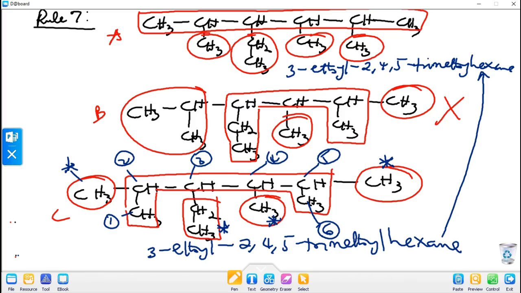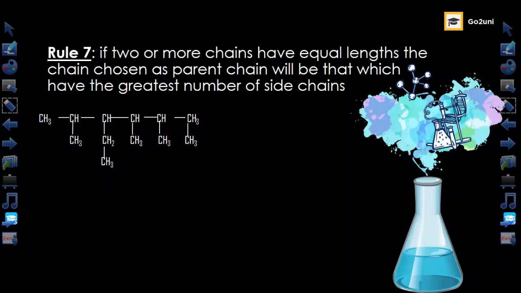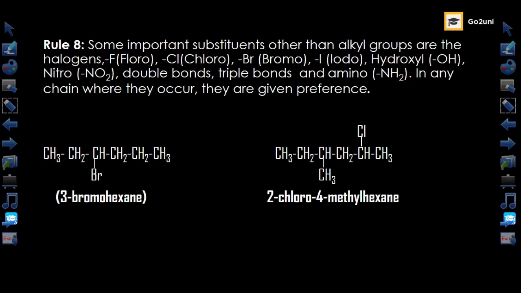So let's take a look at rule 8. We're going to rule 8 next. Now for rule 8, the rule says that some important substituents, that is to say side chains or functional groups, other than alkyl groups are halogens, which are fluorine, that is represented with F, and in this type of hydrocarbon nomenclature, it will be called fluoro. Chlorine also is there, which will be called chloro. Bromine also can come in, which will be called bromo. Iodine will be called iodo.